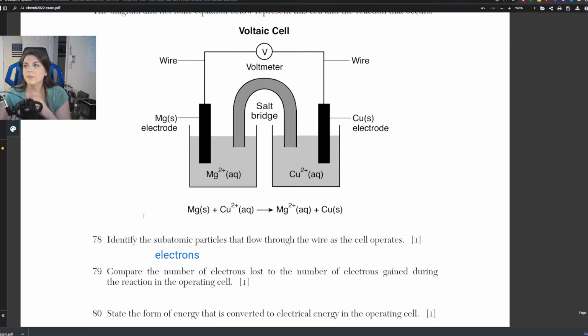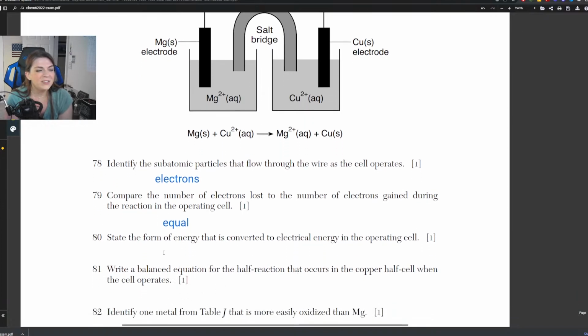You know that the very first law of thermodynamics is called the law of conservation. Matter cannot be created or destroyed. Charge cannot be created or destroyed. Energy cannot be created or destroyed. The number of electrons lost has to be equal to the number of electrons gained simply because the law of conservation said so. Isn't this your favorite Voltaic cell question ever?